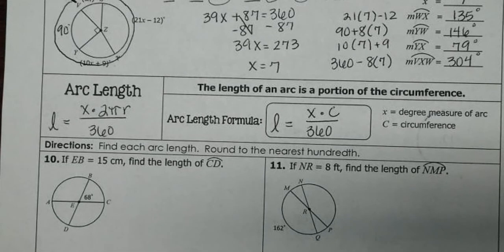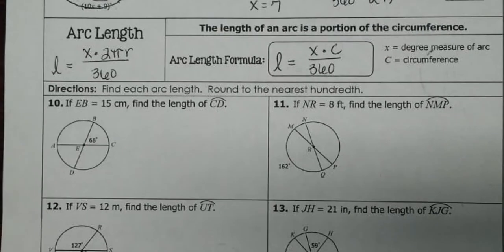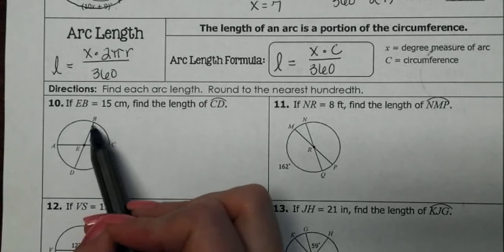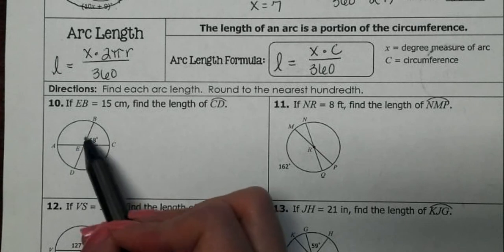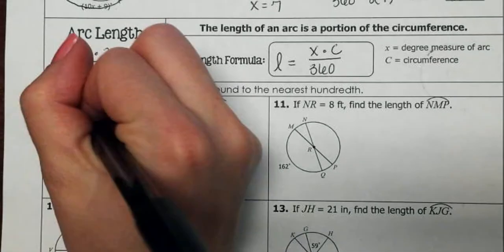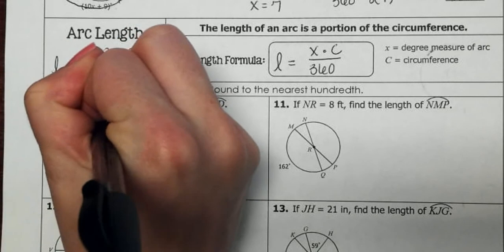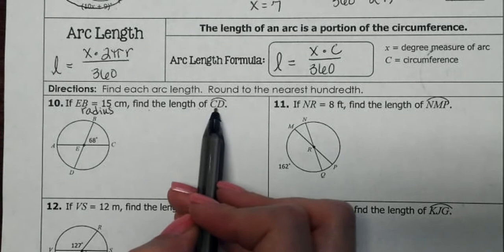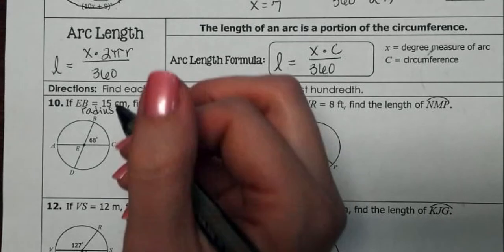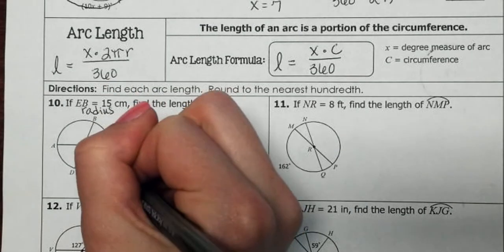So in the directions it says to find each arc length and round to the nearest hundredth. So let's go ahead and get started. Number 10. It tells me from E to B, this distance here is 15 centimeters. So in my circle, that segment right there is my radius. So this is my radius. I'm going to mark that. And I want to find the length of the arc CD. So I want to find this length.